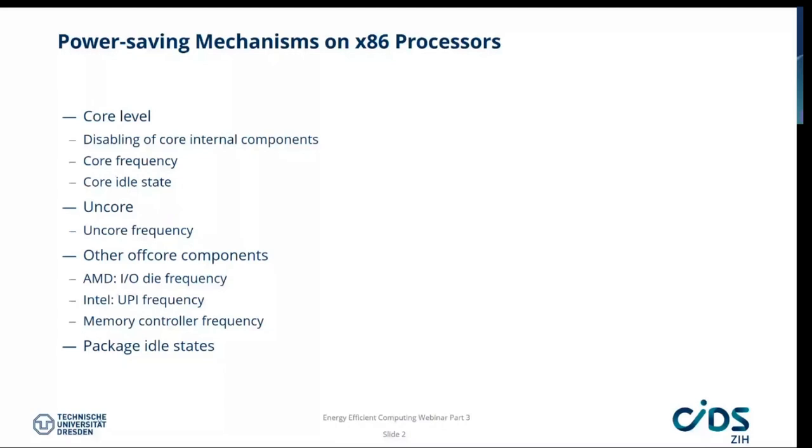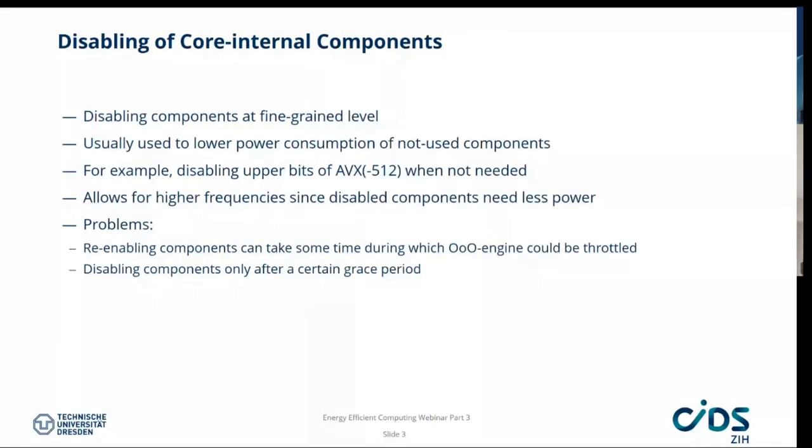So we start at the core level and then go to the uncore, off-core, and package level first for the power saving mechanisms. Then, when we're done with that, we look at how we measure energy on x86 systems, so what are the interfaces that we could use for an in-band measurement.